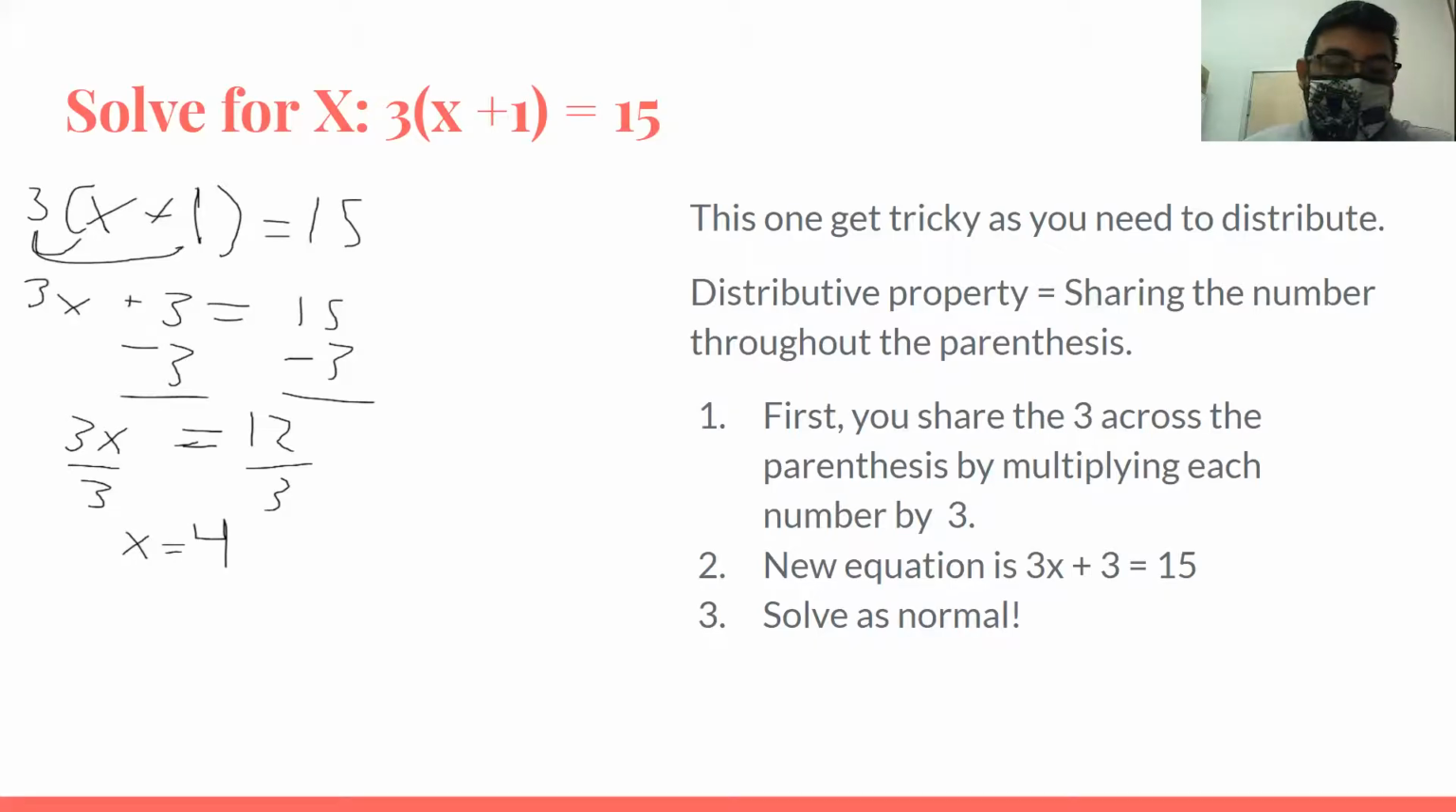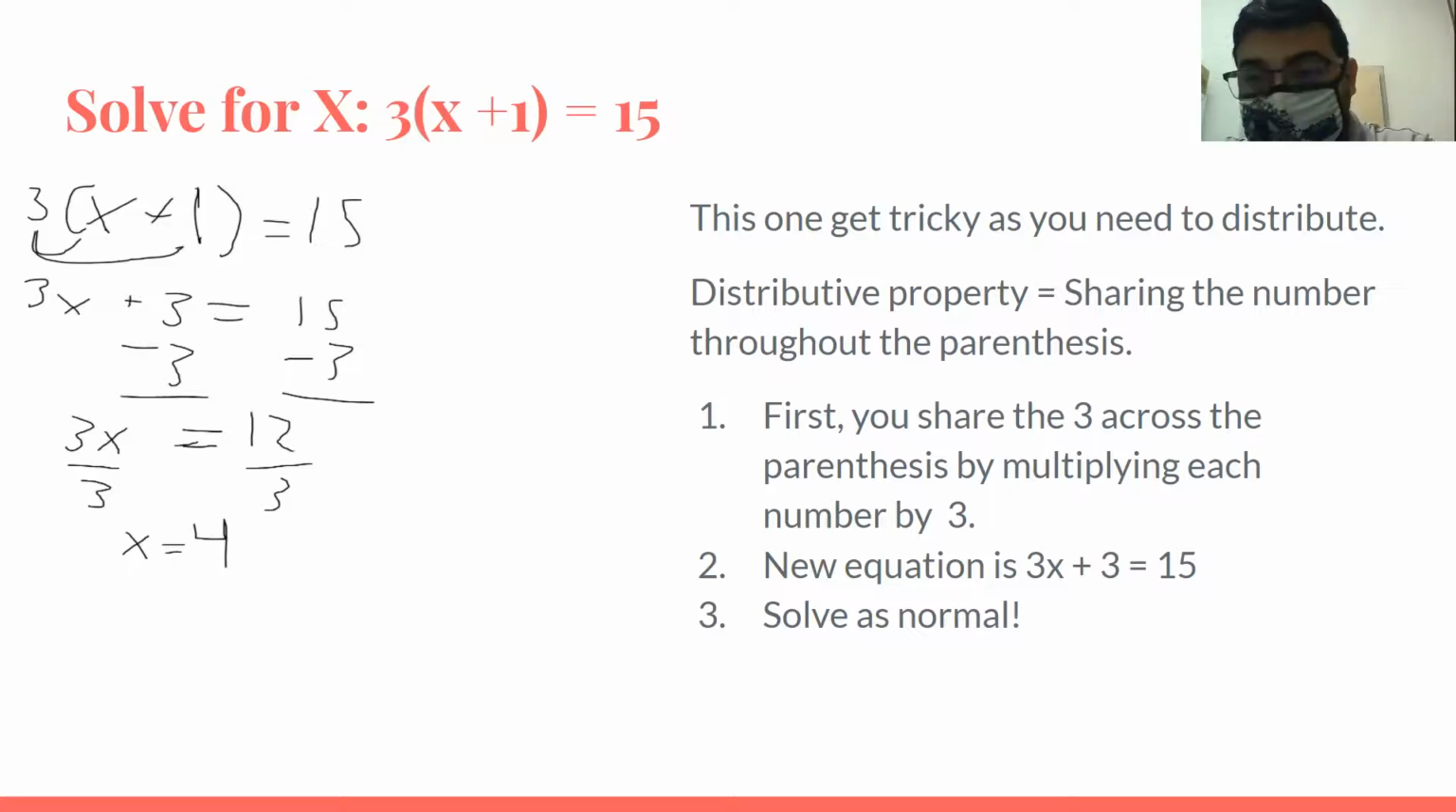All right. So 3 times x plus 1 equals 15. This one gets a little bit tricky. This is where students struggle the most because things can go wrong. So you want to distribute. The distributive property just means you're sharing the number throughout the parentheses. So it's 3 times that equation, x plus 1. 3 has to get multiplied across. You want to get rid of the parentheses. In order to get rid of the parentheses, you have to distribute that 3 across.